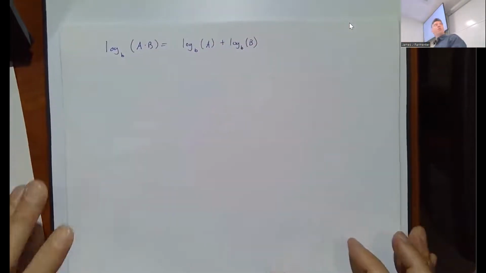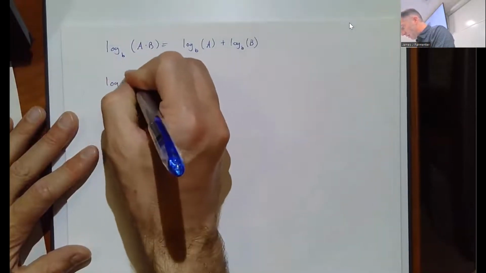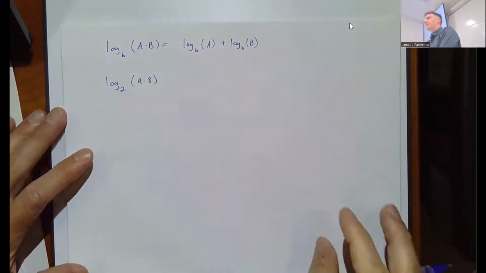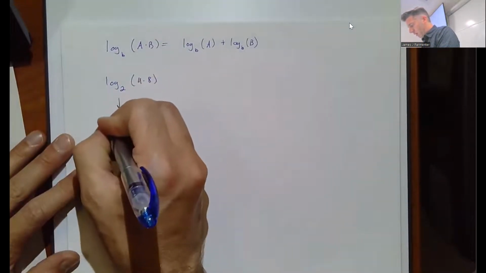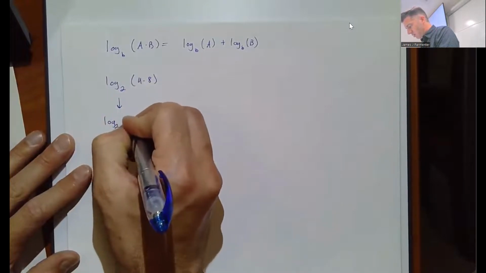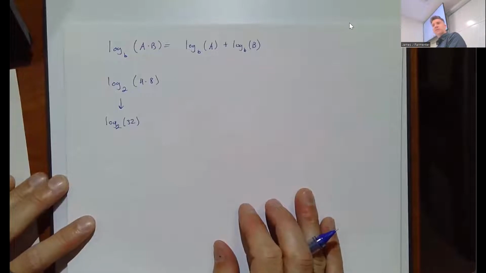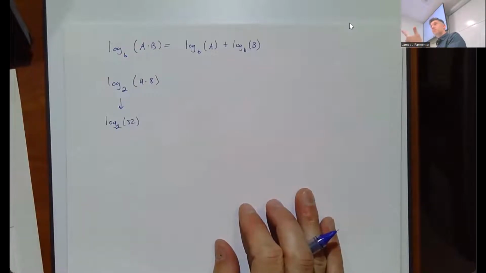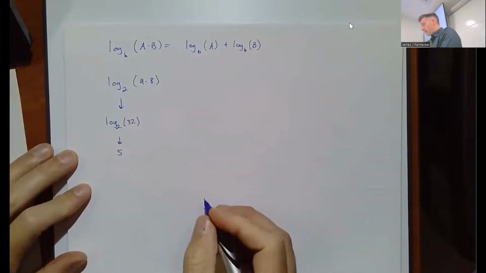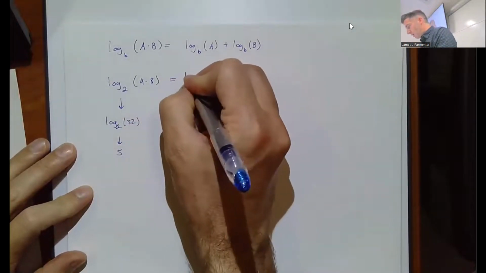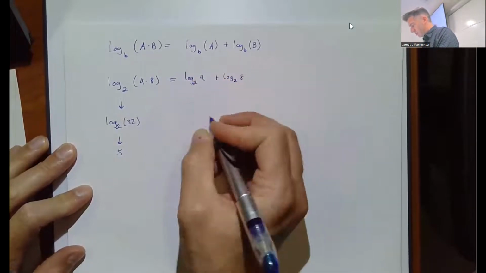Just to give you a real example, let's write log base 2 of 4 times 8. I know it's not very exciting. 4 times 8 is 32, so this is equal to log base 2 of 32. 2 to what power equals 32? The 5th power. On the other side, we could write this as log base 2 of 4 plus log base 2 of 8.